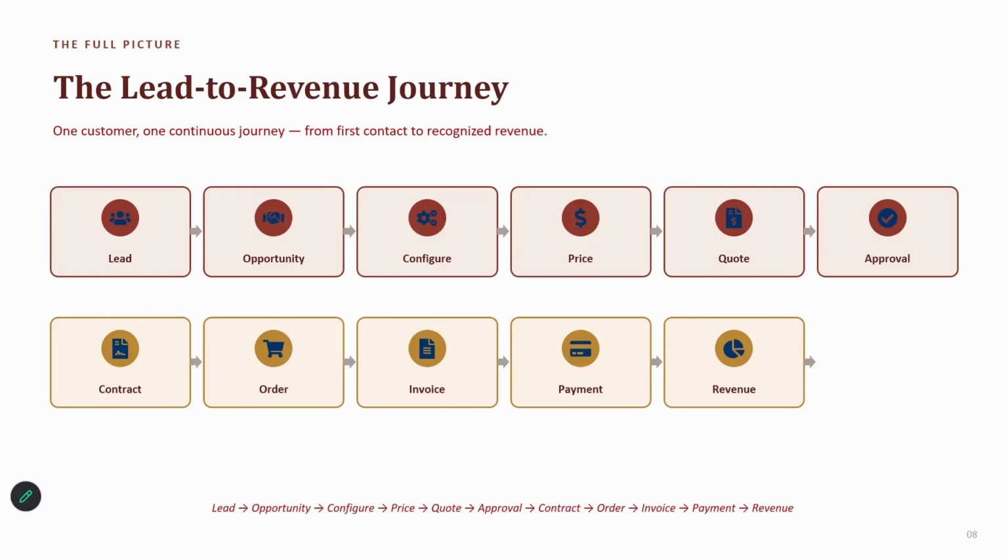This slide shows the complete customer journey. It starts with generating a lead. The lead becomes an opportunity. The sales representative configures the right products, pricing is calculated, a quote is generated, approvals are completed, a contract is created, orders are processed, invoices are generated, payments are collected. Finally, the company recognizes the revenue. Everything happens in one continuous process.